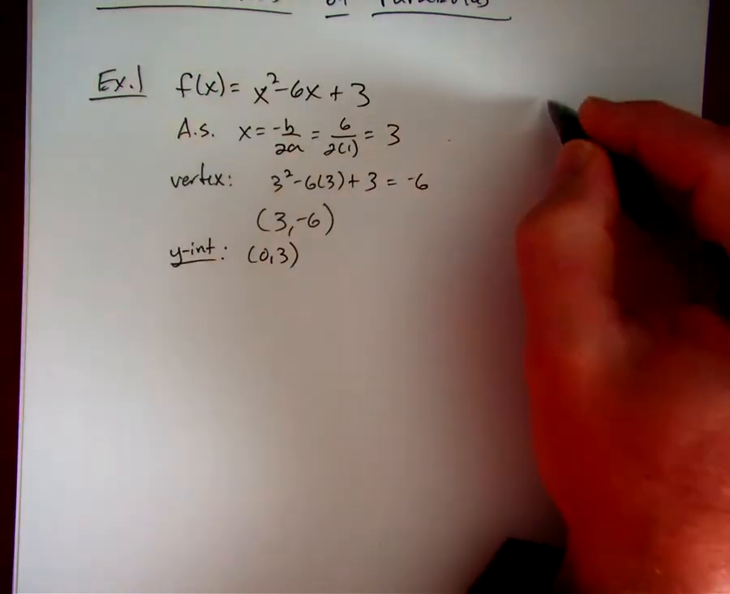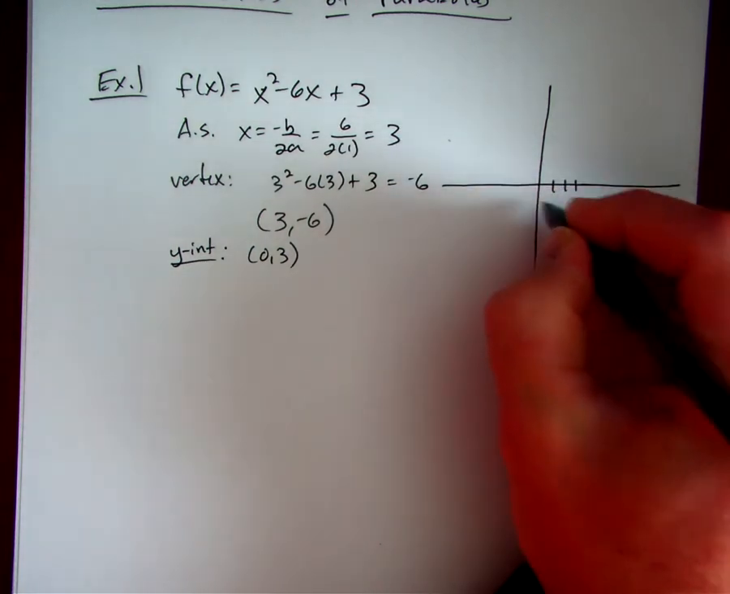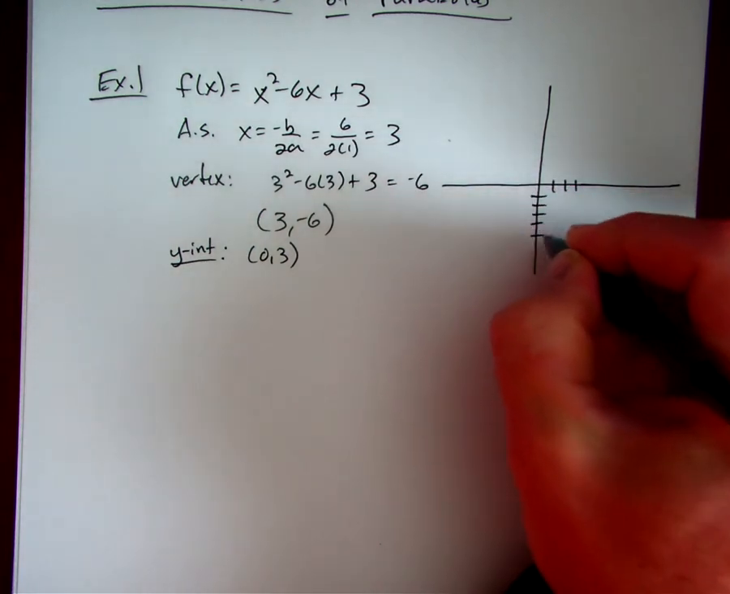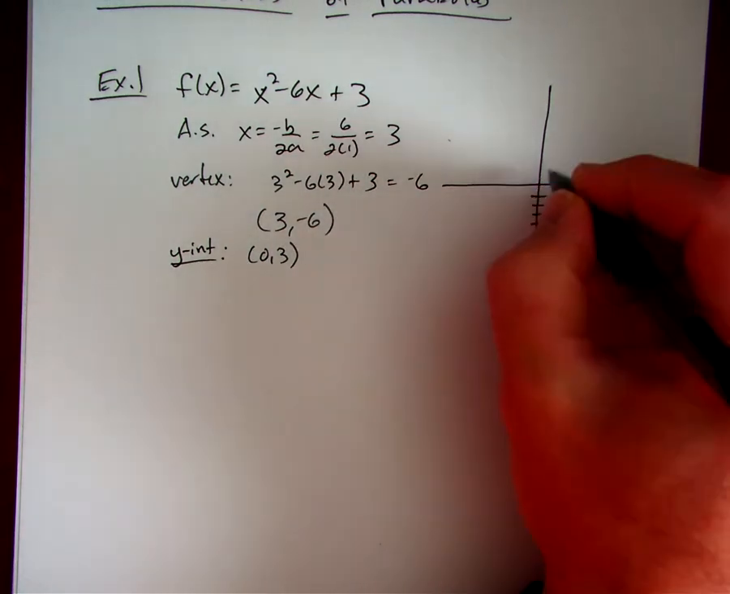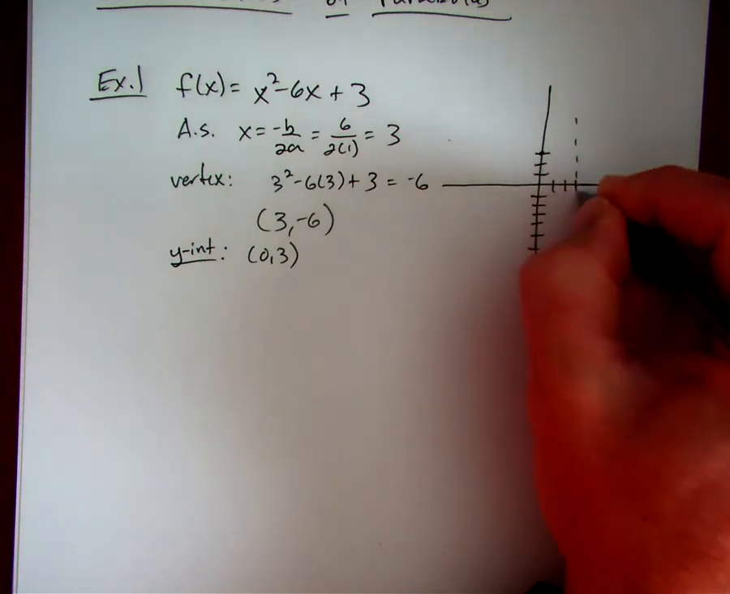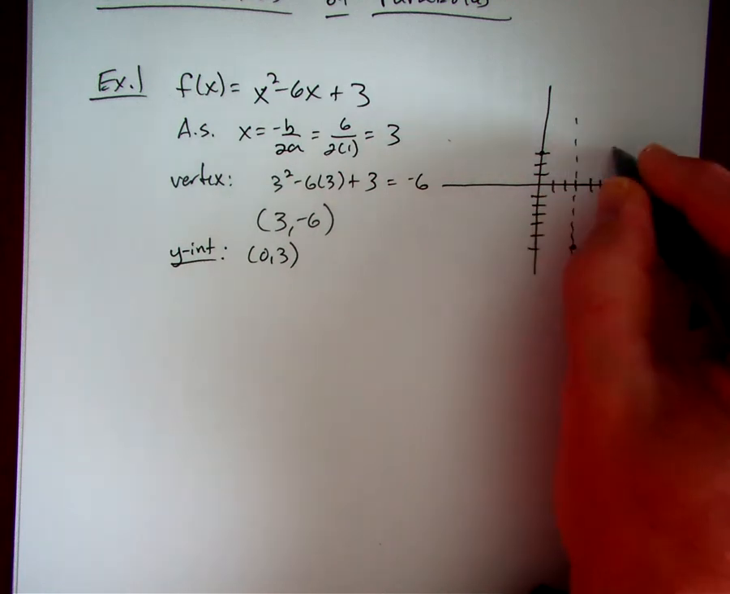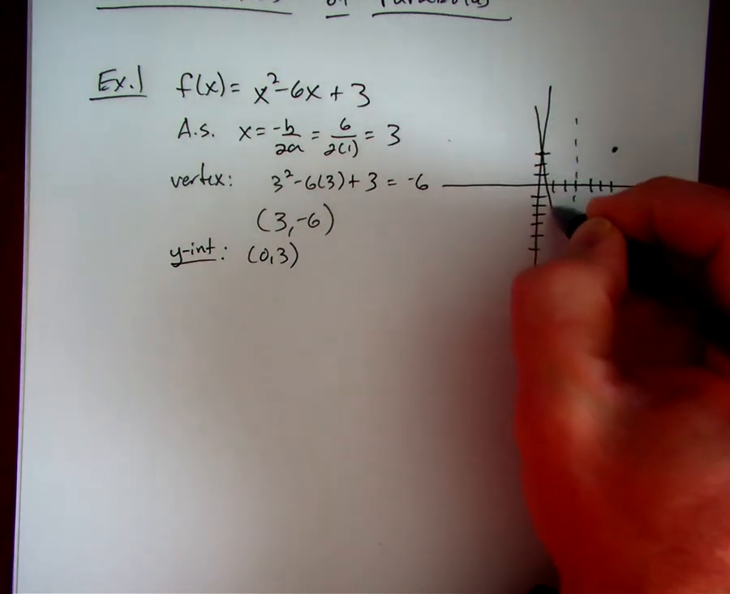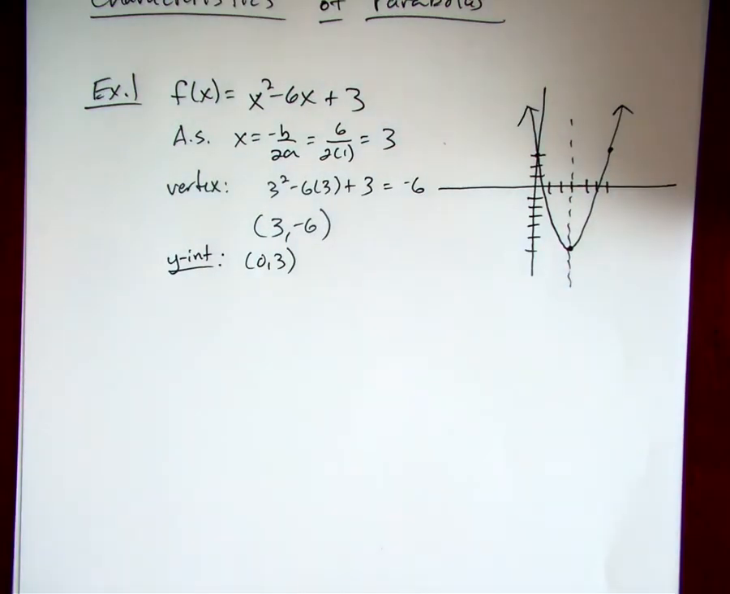So looking at the parabola now. On the graph, you have 1, 2, 3, and 1, 2, 3, 4, 5, 6. We got 3, negative 6, and our y-intercept is 0, 3. Okay, so here's our parabola. We got our axis of symmetry right here. Awesome. We're mirroring it over that line. Great. This is all stuff we've done prior. All right, so here is what we've done. Let's add on to this.